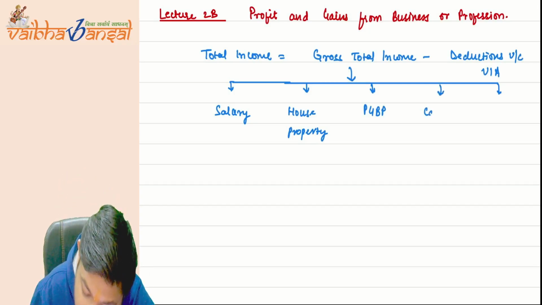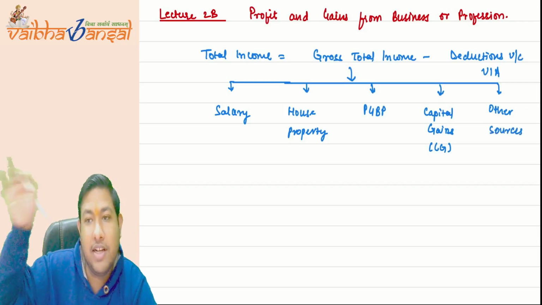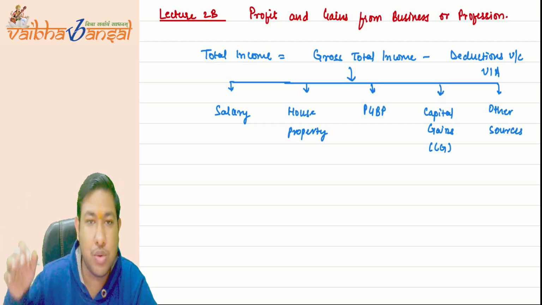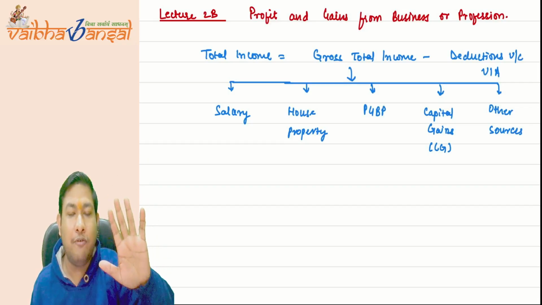Then there will be capital gains, in short CG, and the other sources. All the leftover points will be covered under the last head of other sources. Is this point clear? So the gross total income is divided into five heads of income.